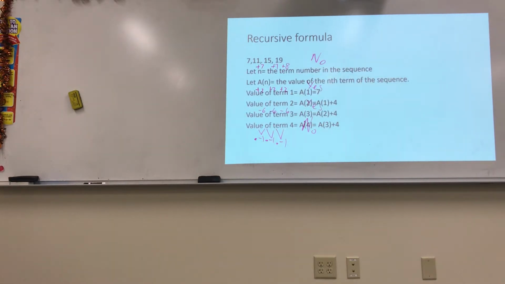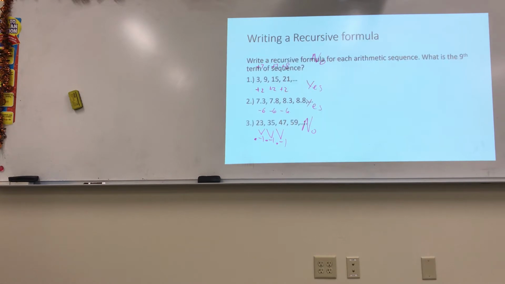The recursive formula, 7, 11, 15, 19. Let n be the nth term in the sequence. Let a of n be the value of the nth term of the sequence. So the value of term 1 is a of 1 equals 7. A of 2 equals a of 1 plus 4. The next term, a of 3, equals a of 2 plus 4, and a of 3 plus 4 again.